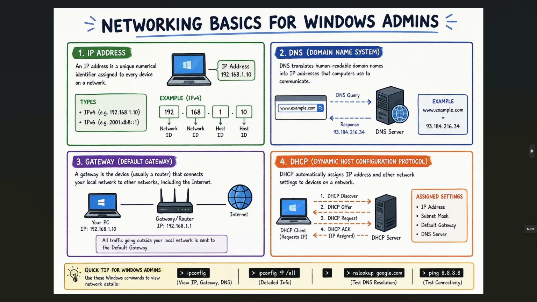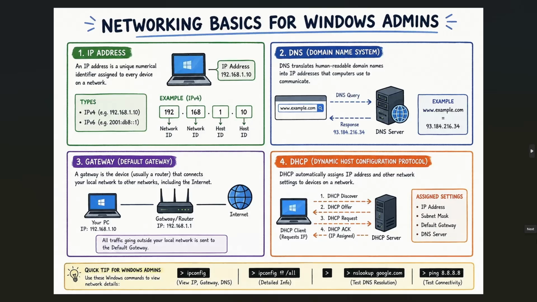The second point says DNS, the domain naming system. So what is it? Let's go through the definition first. DNS translates human readable domain names into IP addresses that computers use to communicate, right? As the definition says, DNS is the system that will translate the human readable website names, or the names that you have assigned as host names for your machines, into the IP addresses that are assigned to your devices, or the web servers or pages, anything.